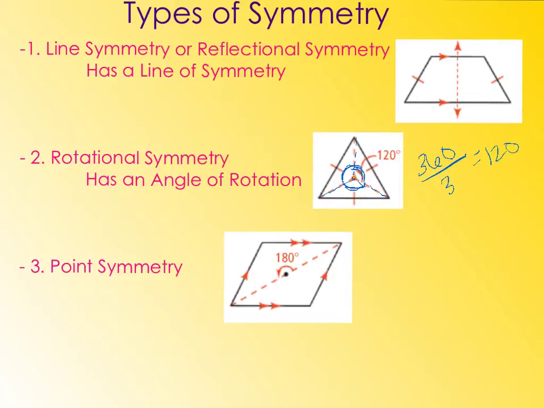Now, our last type of symmetry is called point symmetry, and this happens only when you have rotational symmetry of 180 degrees. So if you happen to have symmetry of exactly 180 degrees, then we just call that point symmetry. So this polygon, if I take it and I just flip it 180 degrees, it'll fall back on itself again.